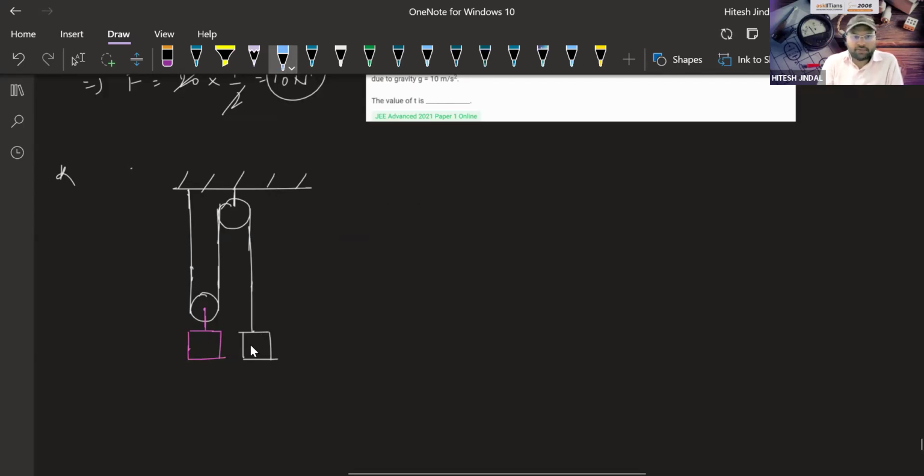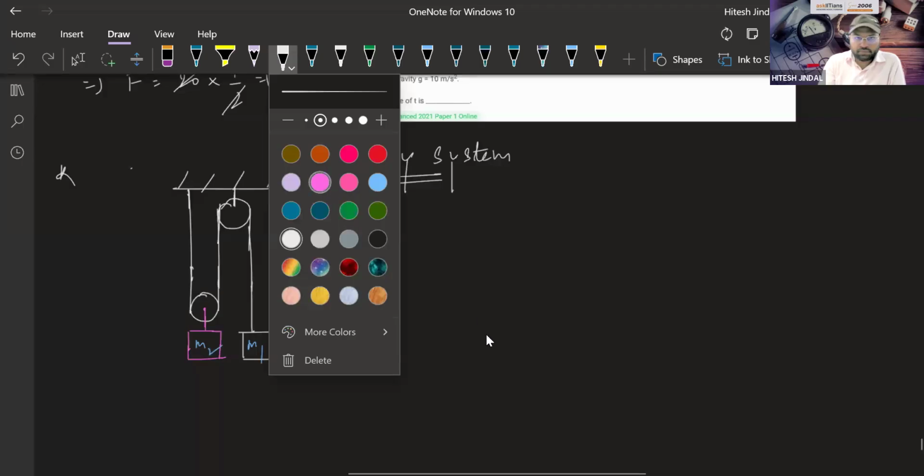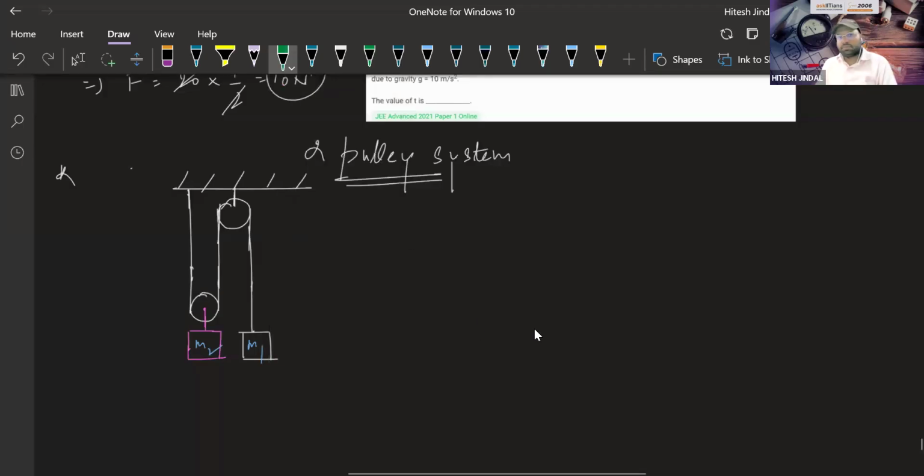So this is the system we have. This is, let's say, M1. This is, let's say, M2. In the previous system, we had one pulley, two blocks. Here I have two pulleys, a two pulley system. How to go about it?